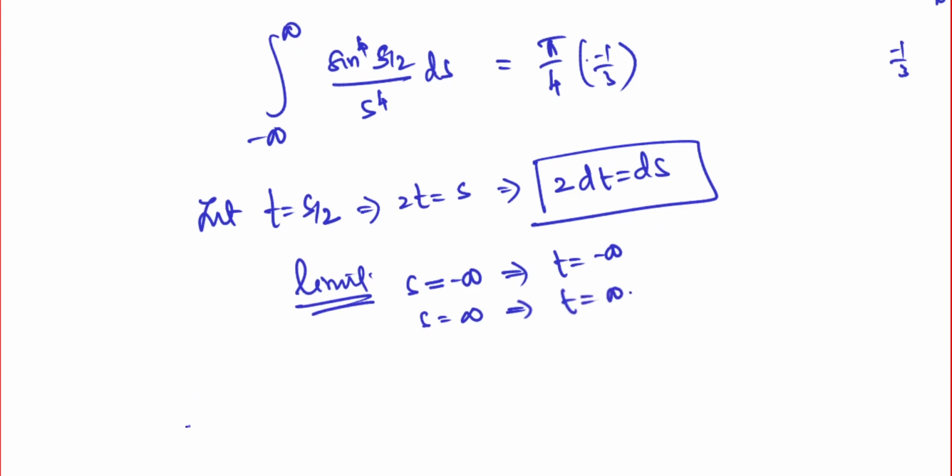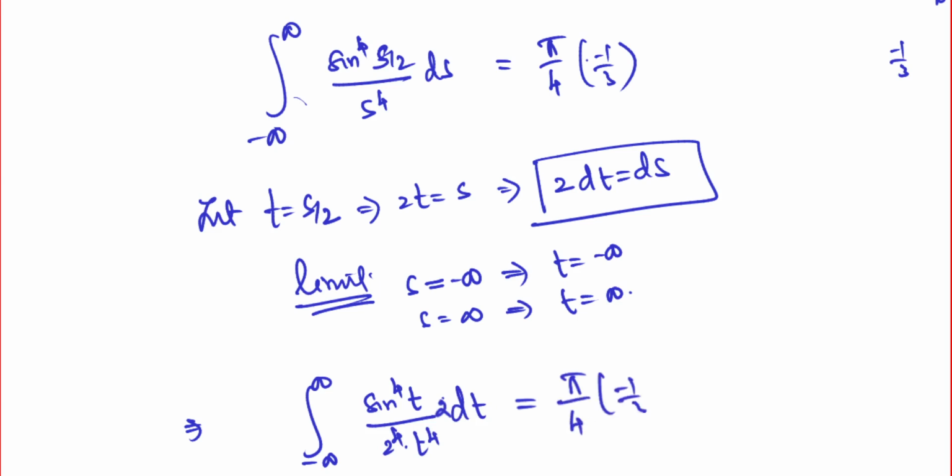So the complete integration can be written as the integral again from minus infinity to plus infinity, but this time it is sine to the power 4t divided by s to the power 4, which is (2t) to the power 4, so which is 2 power 4 into t to the power 4, into ds, which is 2 dt, okay? This equals pi by 4 into minus 1 by 3.